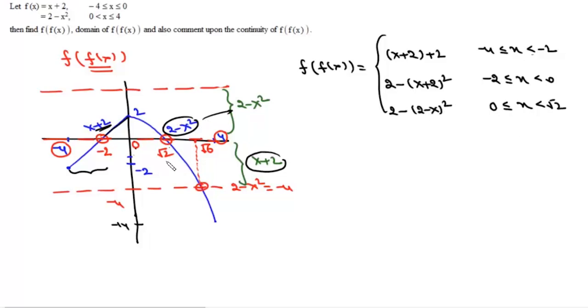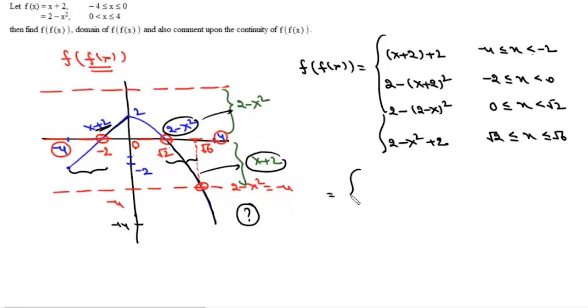Now the next interval is between root 2 and root 6. So when x lies between root 2 and root 6, here this definition is again 2 minus x square. Now you go to this x plus 2, so it will be 2 minus x square plus 2. Now when x lies between root 6 and 4, we have this definition which is 2 minus x square, but then here the definition of f x does not exist. So this is the only definition possible for f of f x.